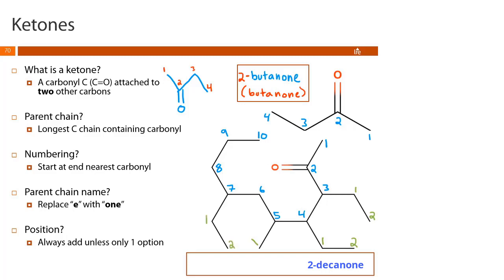So it looks like we have 3 ethyl groups and 1 methyl group. So remember, we're going to place our substituents in alphabetical order. So our ethyl groups will come first, and they're at positions 3, 4, and 7. So we have 3,4,7-triethyl. And then we have our methyl group at position 5. So 5-methyl. So that gives us a final IUPAC name of 3,4,7-triethyl-5-methyl-2-decanone.